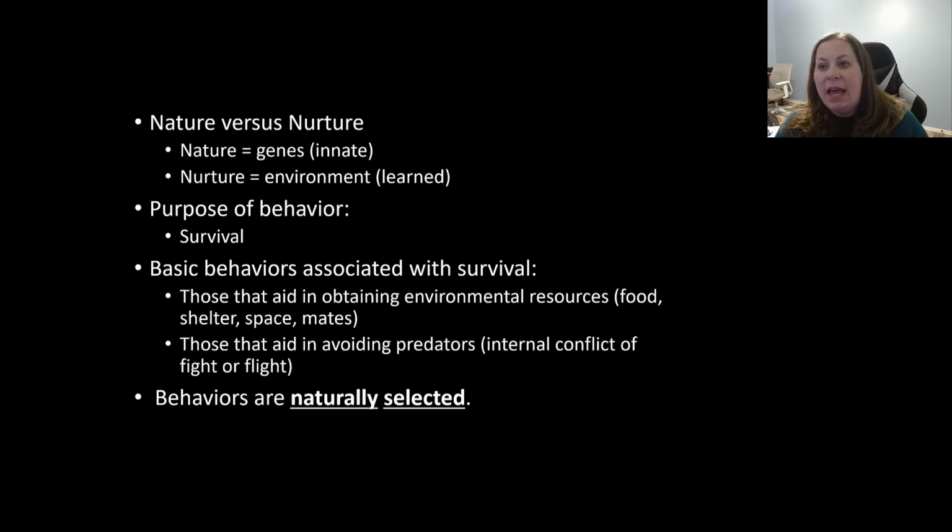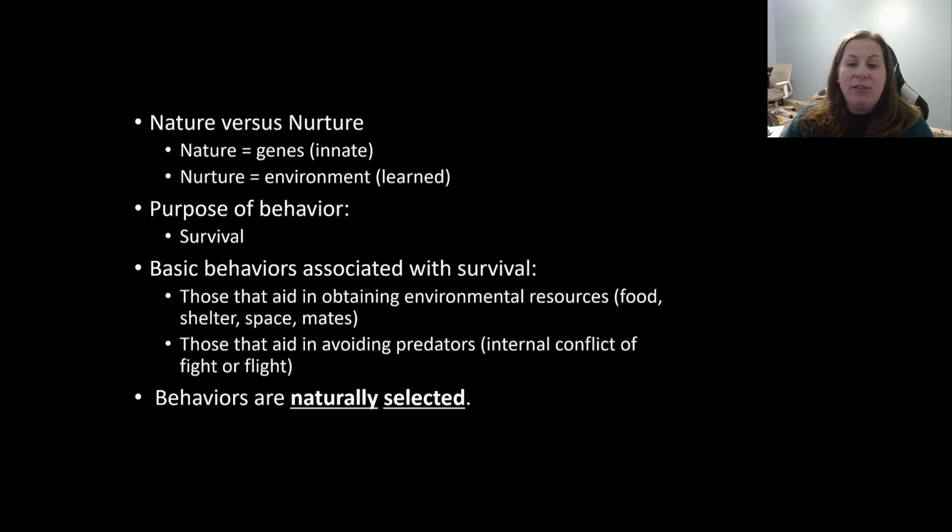Now this brings us to the idea of nature versus nurture. And in reality, we are a combination of both. So nature is the genes, that's the innate, the ingrained part, and the nurture is the environment or the learned part. So we are a combination of both. Well, what is the purpose of having behaviors, and especially certain types of behaviors? Well, that is for survival. Okay, so survival is what we're looking at, and these behaviors should help us with that goal.